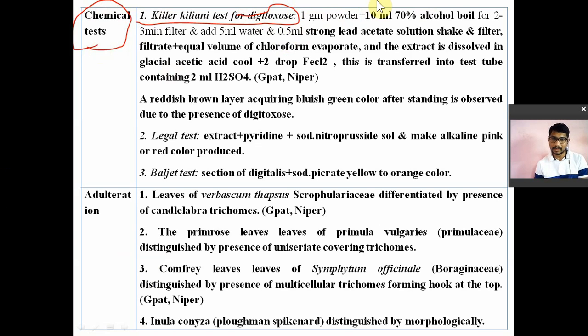Evaporate. The extract is then dissolved in acetic acid, and 2 drops of ferric chloride are added and transferred into a test tube containing 2 ml H2SO4. You will get a reddish brown layer acquiring a bluish green color after standing. That is due to the presence of digitoxose. You only need to remember that the Keller-Kiliani test is a specific test for digitoxose sugar.